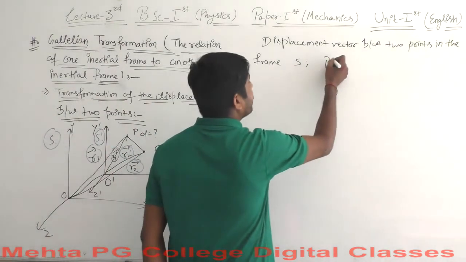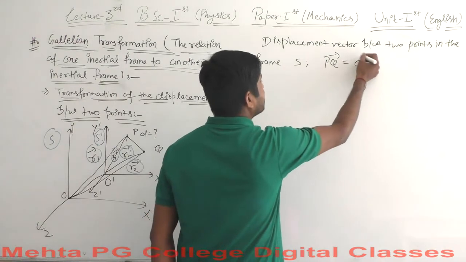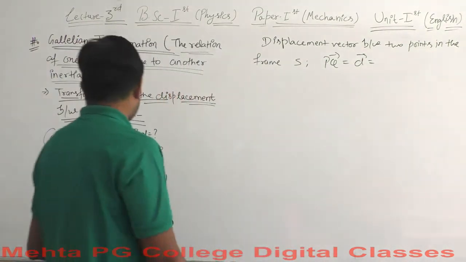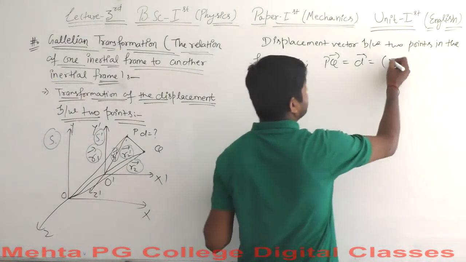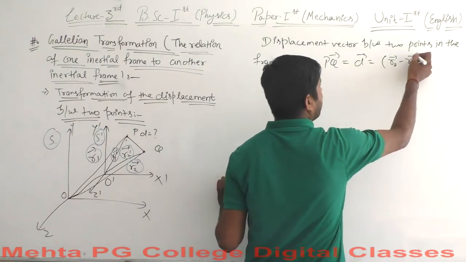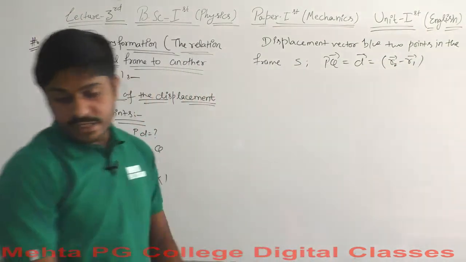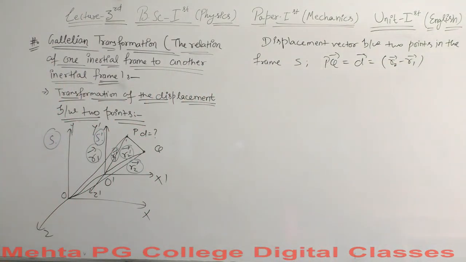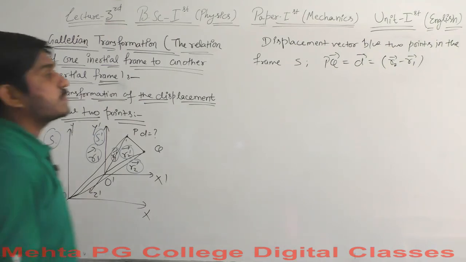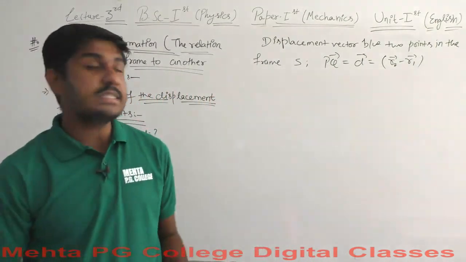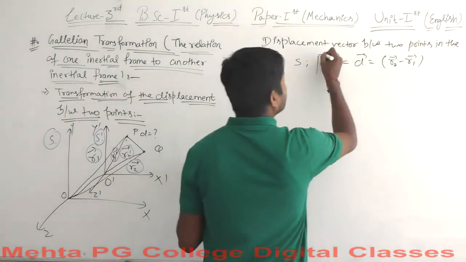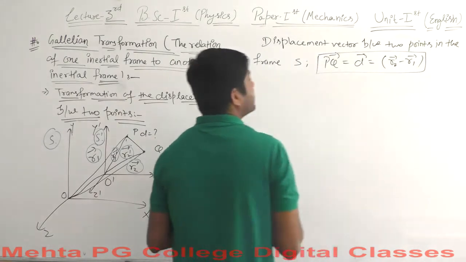Okay, we have our primary frame of reference, say frame S. So PQ vector, let's say this is D vector, is equal to R2 vector minus R1 vector. Okay, this is the displacement vector here, and the position vector for the points R dash. Okay, this is the position vector here. Keep it in mind. We will solve this with our equations. We will need this value further.